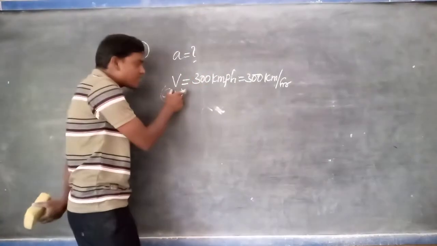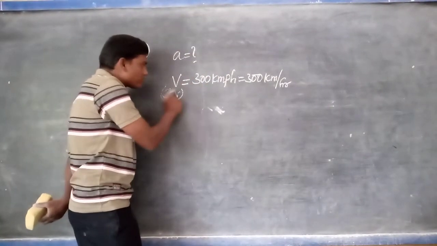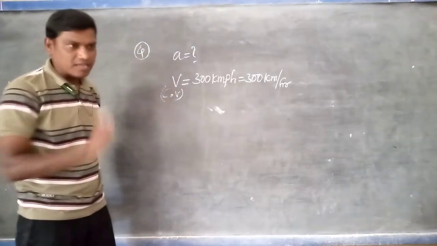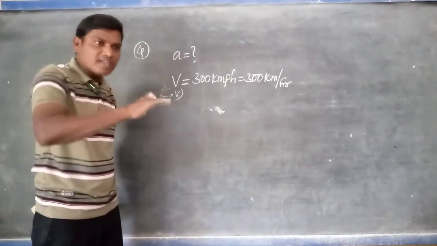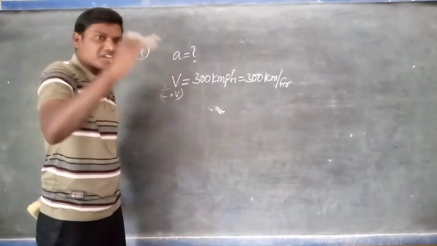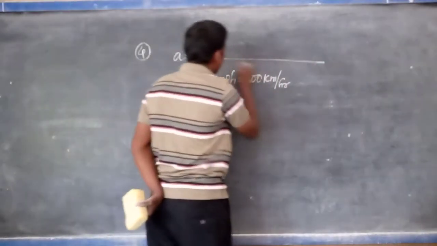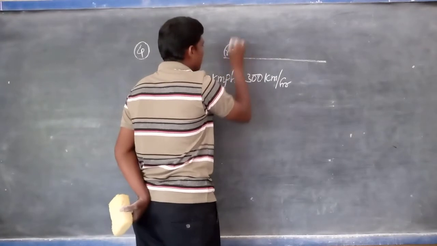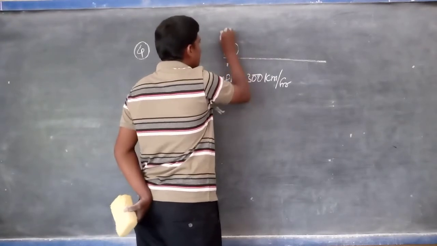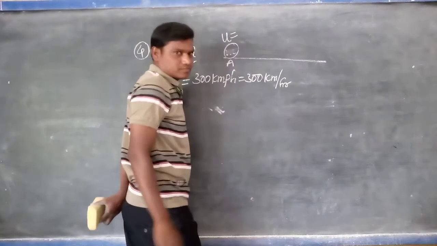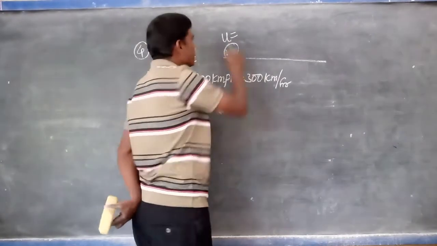But here, what is given is that the race car is moving with constant velocity. Constant velocity means the velocity of a body during its journey does not change. A race car is starting at point A, so its initial velocity is u. Are you understanding or not? Initial velocity is u.